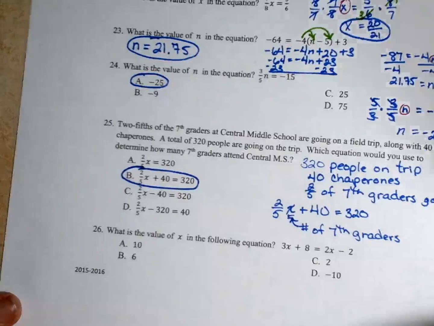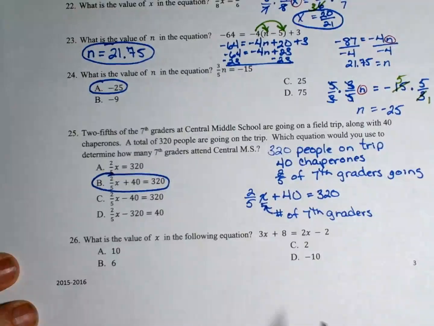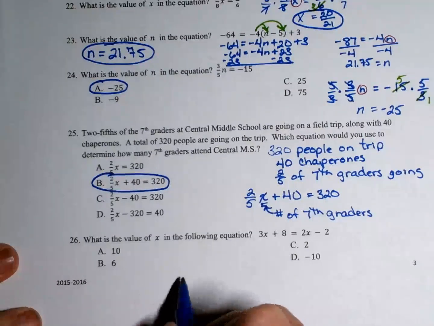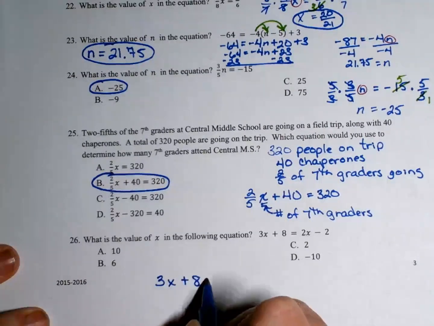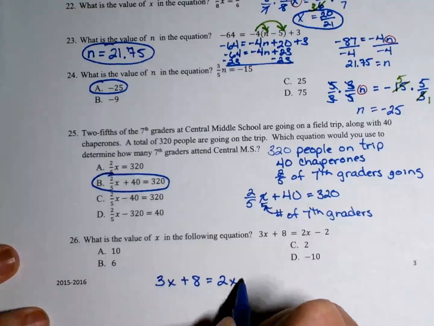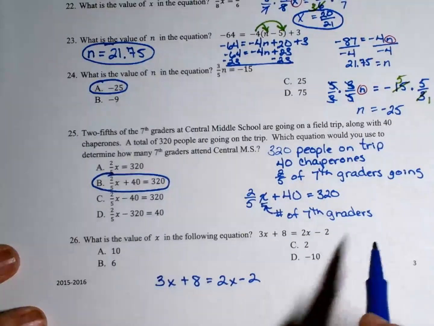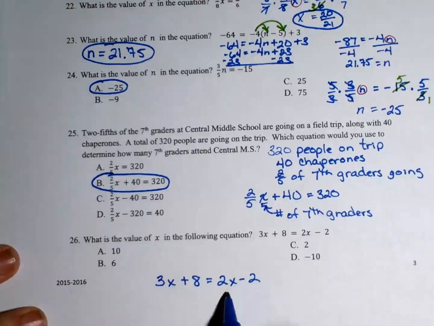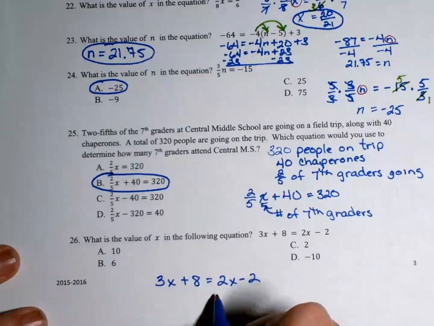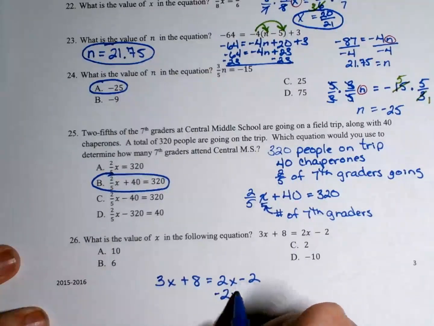All right, let's look at number 26. What is the value of the following equation? Let's write this out down here. We have 3x plus 8 equals 2x minus 2. I have to get all my variables on one side and all my constants on the other side. I'm going to move this variable this way because it's less than this, so I know I'm still going to be positive. So I'm going to move 2x over.